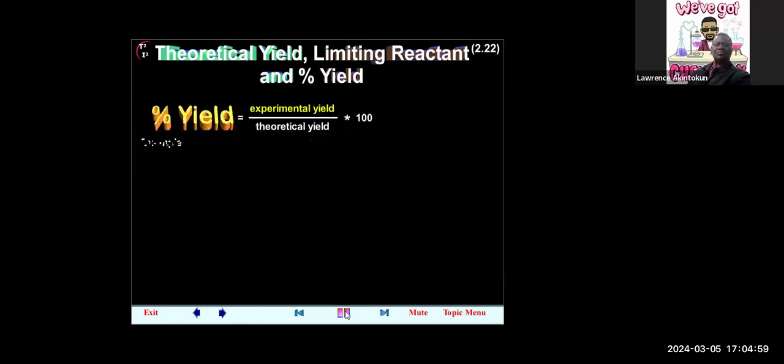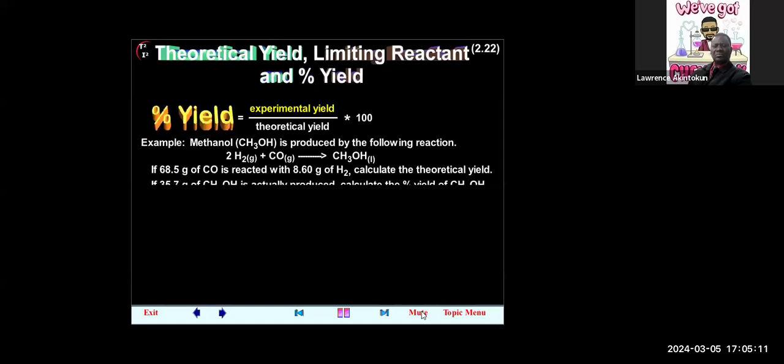Example: methanol, CH3OH, is produced by the following reaction. If 68.5 grams of CO is reacted with 8.60 grams of H2, calculate the theoretical yield. If 35.7 grams of CH3OH is actually produced, calculate the percent yield of CH3OH.